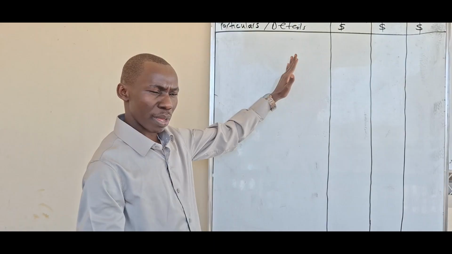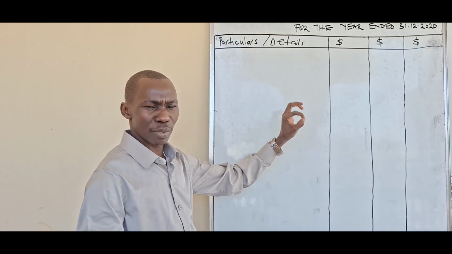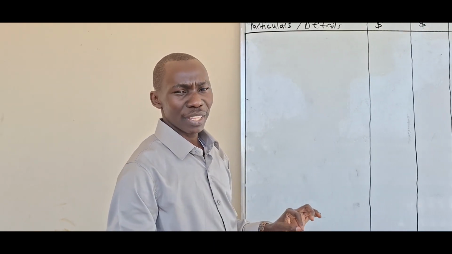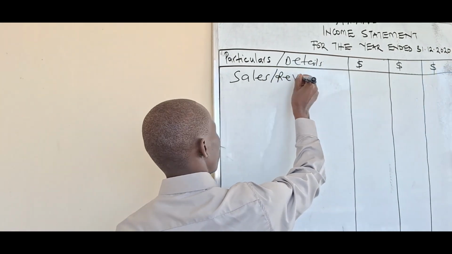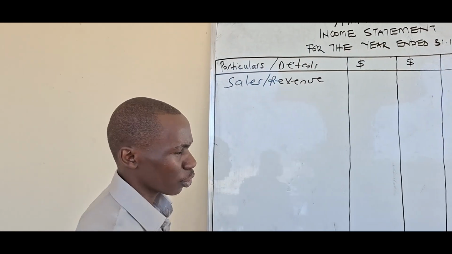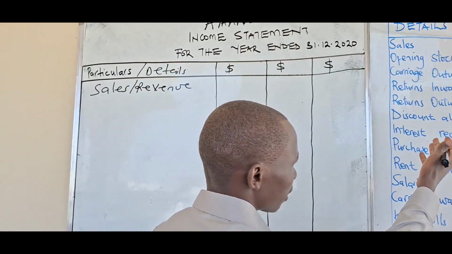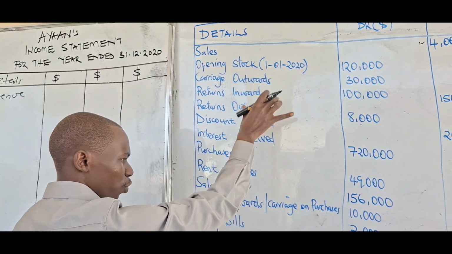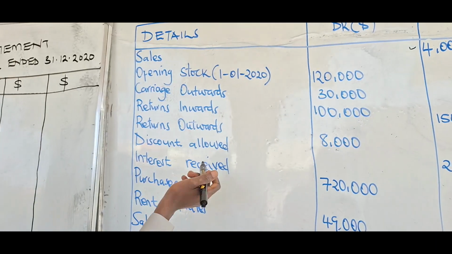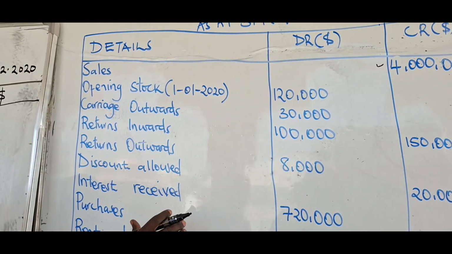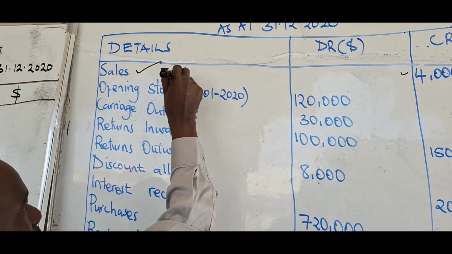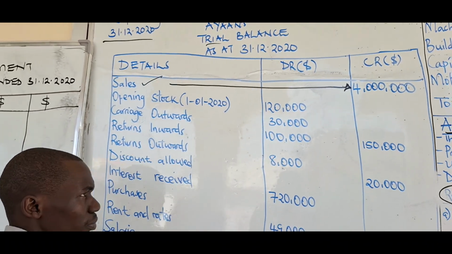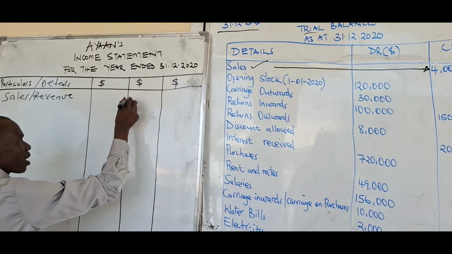As we remember our format for income statement, we are starting with the first element, which was sales or revenue. So you need to bring sales here, or it could be revenue. You go to your question and go through line by line to identify the sales or revenue given. When you look at this question, the sales is clearly given right there, which is 4 million. You pick your 4 million, and you record it here.